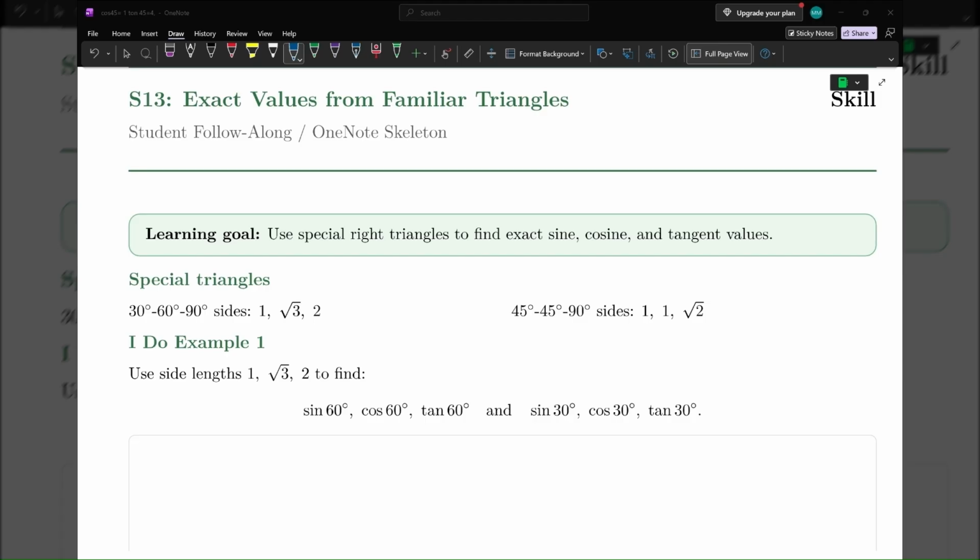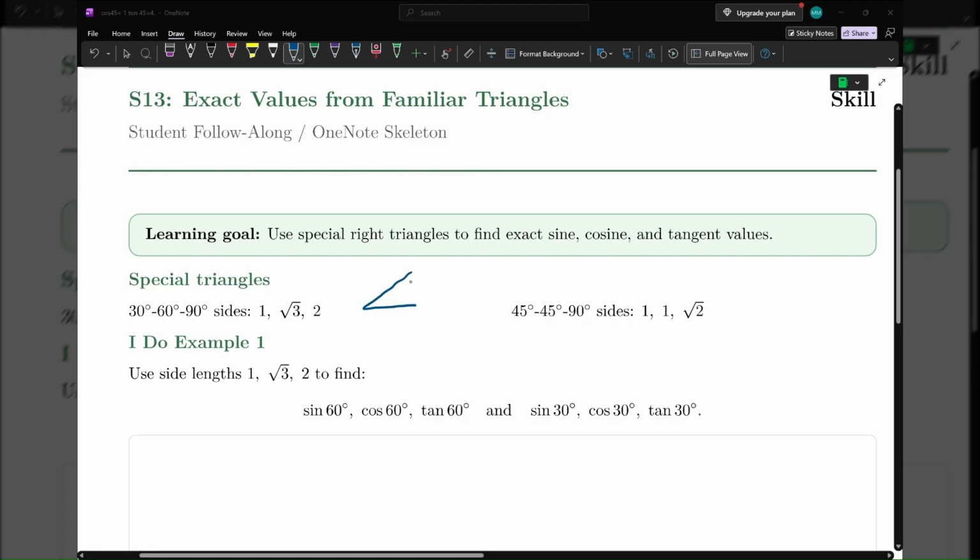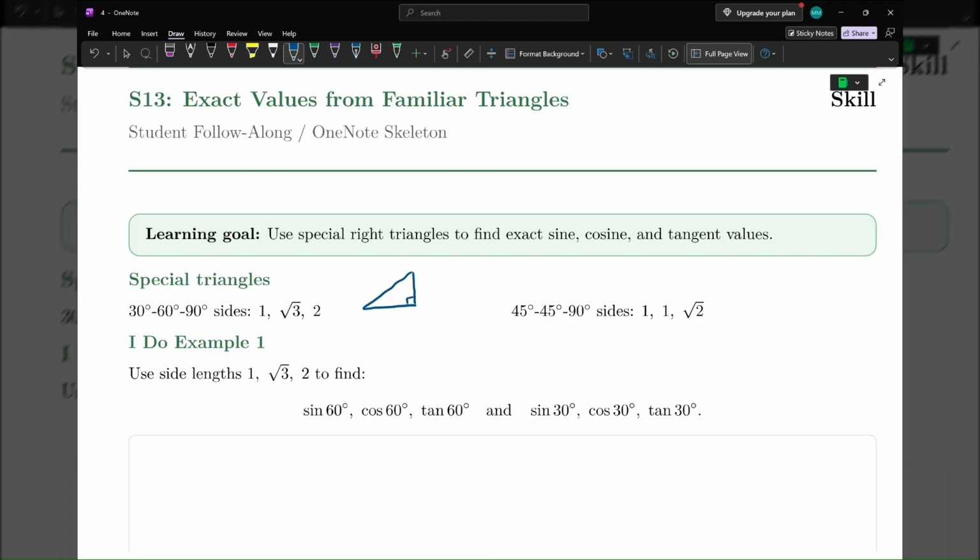Our first one is the 30, 60, 90 triangle. So all this means is they're all going to be right triangles. 30, 60, 90 just says we have a 30-degree angle and a 60-degree angle, and then obviously the 90. And then our second triangle is going to be 45, 45, 90. So it looks kind of like this. So again, there's the 90. And we make this base angle 45, which leaves 45 up there as well.